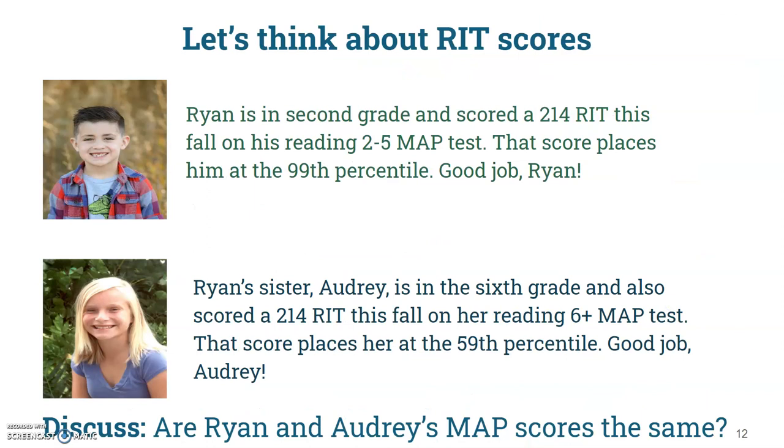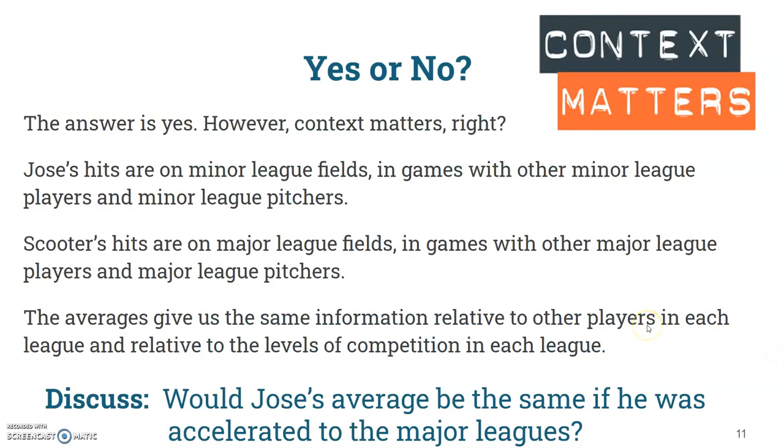Okay, so, let me go back. You're probably thinking, well, no, most likely not. Jose's batting average would most likely go down because he would not be able to perform the same in the major league as he does in the minor league, because obviously the major league is more difficult.